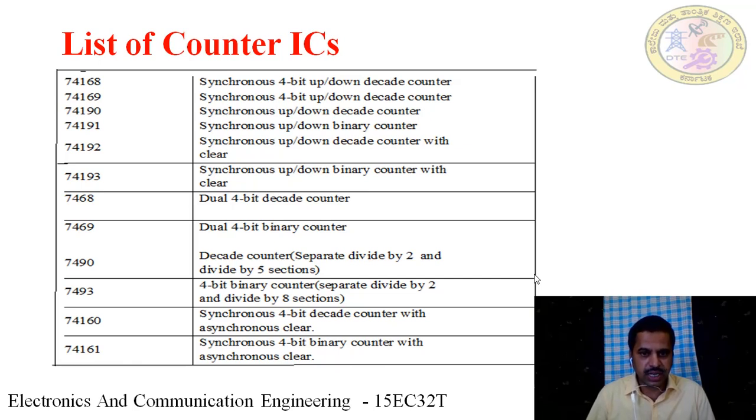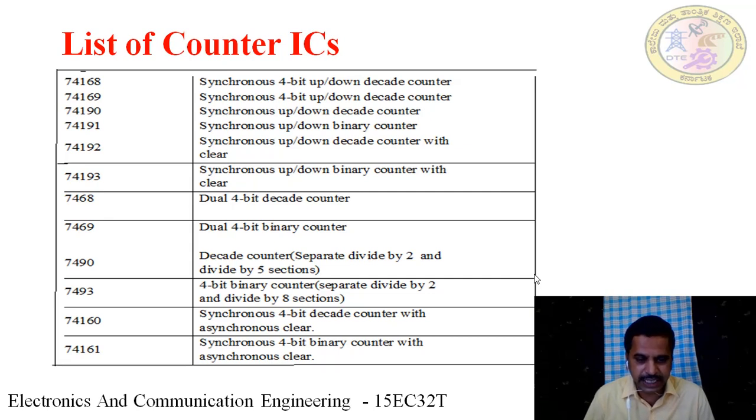74190 is a synchronous up/down decade counter. 74191 is a synchronous up/down binary counter. There is a difference between a decade counter and a binary counter. A decade counter counts from 0 to 9, while a binary counter counts from 0 to the maximum value. 74192 is a synchronous up/down decade counter with final value. 74193 is a synchronous up/down binary counter with clear.